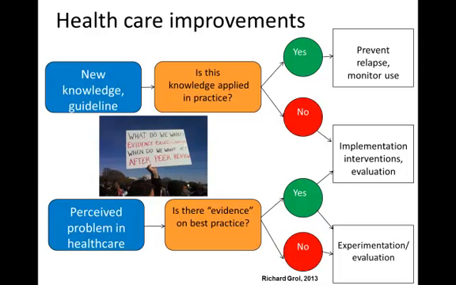So an evidence practice gap may come from the emergence of new evidence, a top-down approach, e.g. the release of new guidelines or new knowledge, or a perceived quality problem, a bottom-up approach, and that's the first and the second line. So starting from the top, if there is new evidence, you can investigate whether this knowledge is applied in practice. If all is well in the world, you go up to yes, the green dot.